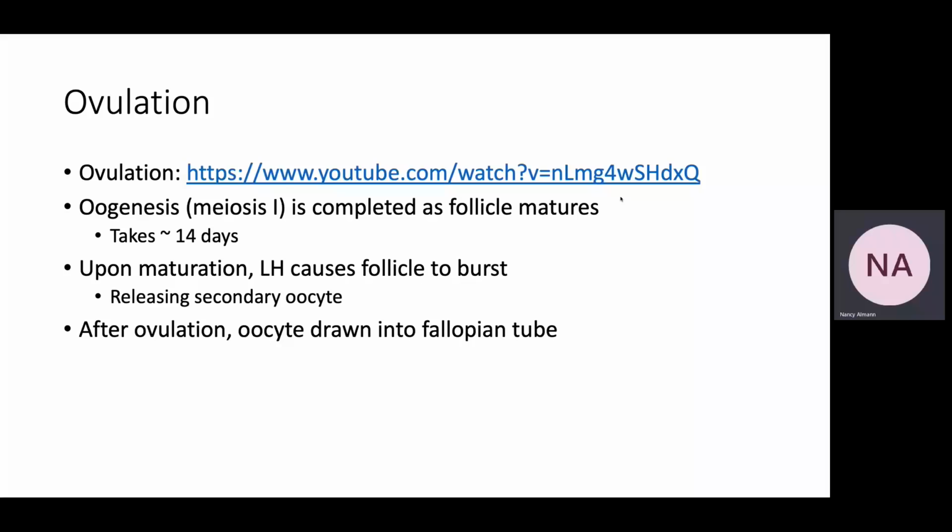That's a super good video on ovulation. We know that oogenesis, which involves meiosis 1, gets completed as the follicle matures. It takes around 2 weeks. On maturation, luteinizing hormone, LH, will cause the follicle to burst. The secondary oocyte will be released. After ovulation, that secondary oocyte gets drawn into the uterine tube, or the fallopian tube. Remember, we have cilia to facilitate the movement of the oocyte along the uterine tube.